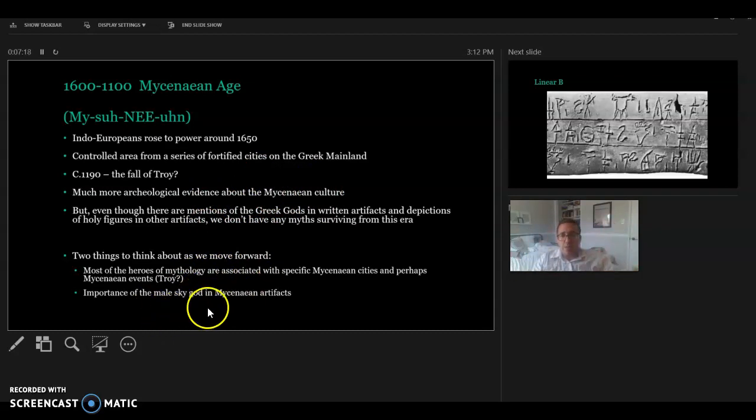And there's the importance of the male sky god taking over as the kind of lead god in the pantheon, right? Before, in the Minoan Age, there's much more of the female divine. By the time we get to the Mycenaean Age, the record suggests that the kind of proto figure of Zeus, right, their sky god figure, has become the kind of head of that pantheon.